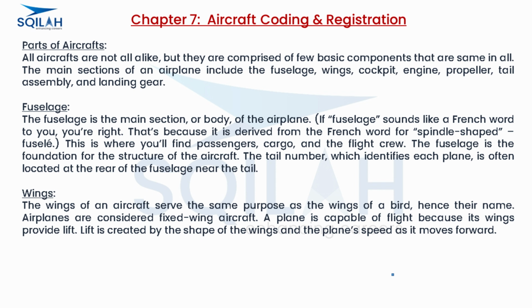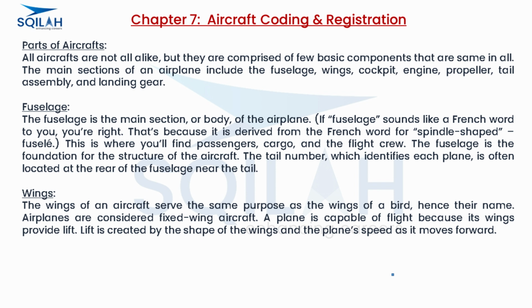Fuselage. The fuselage is the main section, or body, of the airplane. If fuselage sounds like a French word to you, you're right. That's because it is derived from the French word for spindle-shaped, fusel. This is where you'll find passengers, cargo, and the flight crew. The fuselage is the foundation for the structure of the aircraft. The tail number, which identifies each plane, is often located at the rear of the fuselage near the tail.